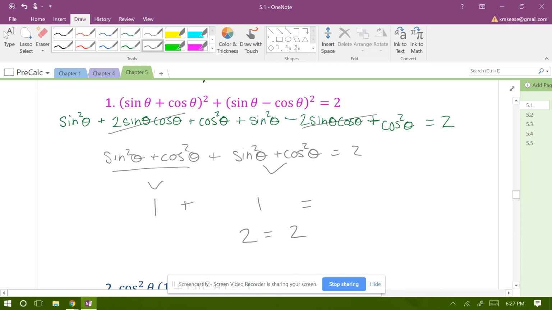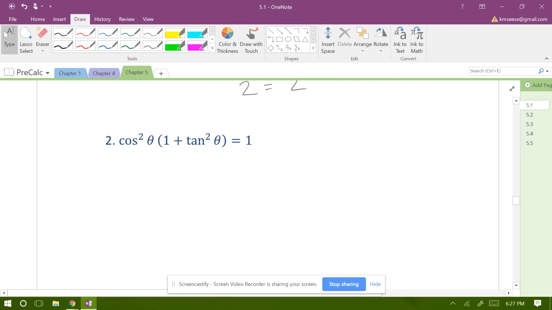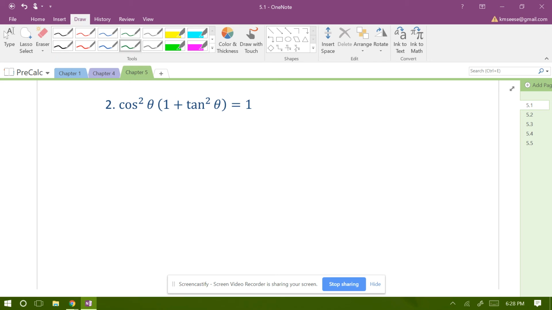So what I mean by working down one side is I'm working entirely on the left side of my equal sign, and I'm stopping once I show that it equals the right side. All right, so cosine squared of theta times 1 plus tangent squared of theta. I need to show that that equals 1.